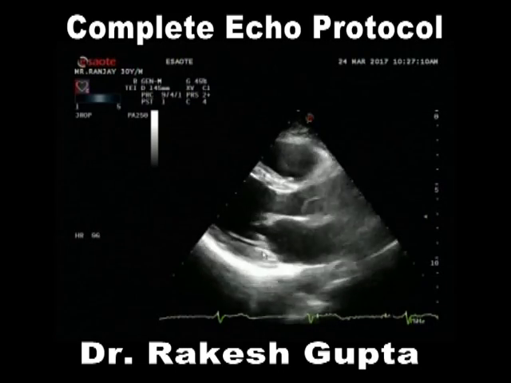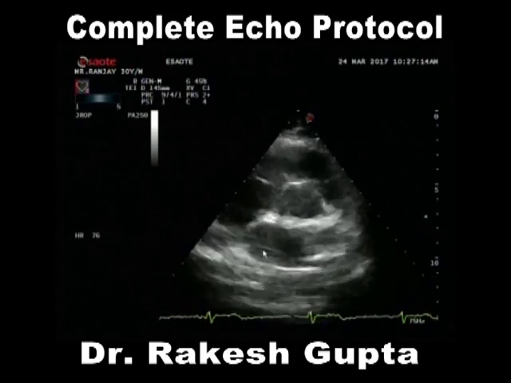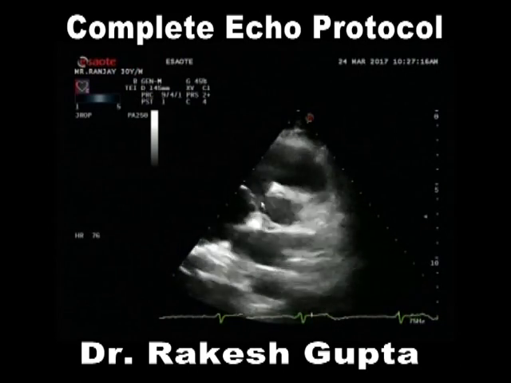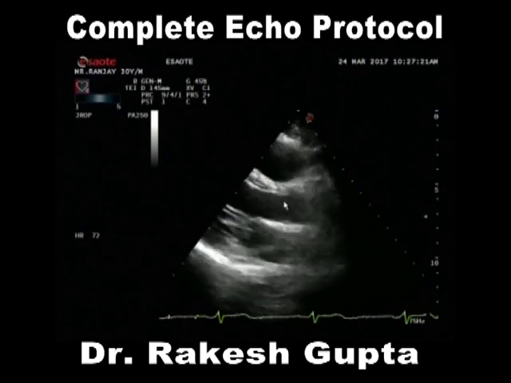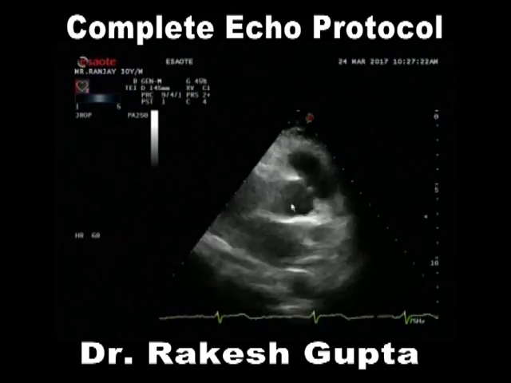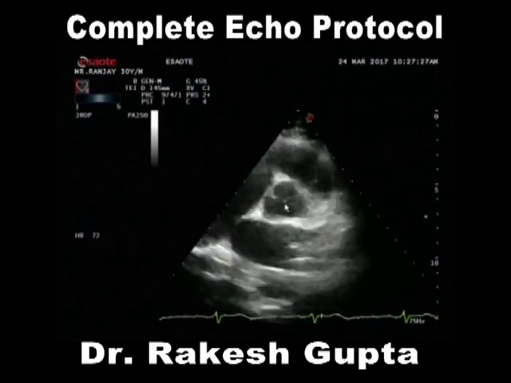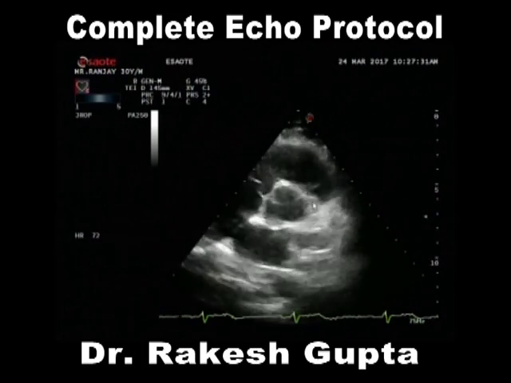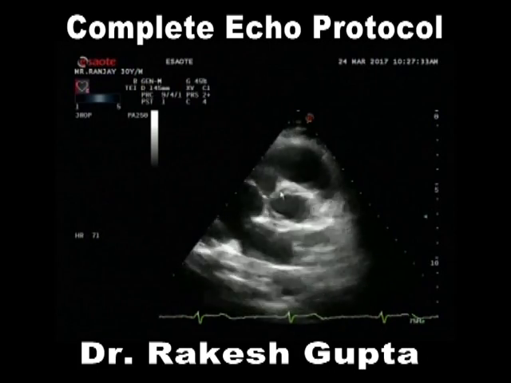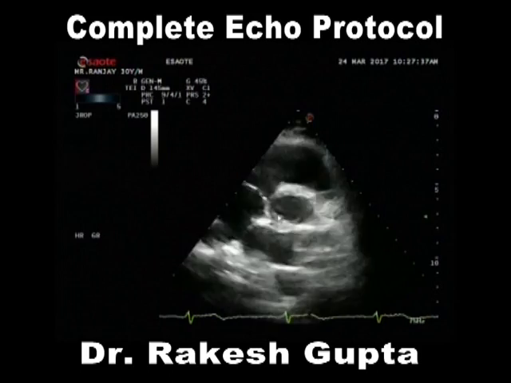Once we have done this, we rotate the transducer 90 degrees. As I said, if my aorta is in the center of this imaging quality, my aorta will come in the center of the image. Now all three leaflets of the aortic valve are seen. Here is the left coronary artery which arises here, the right coronary artery which arises here, and no coronary artery arises from the non-coronary cusp.